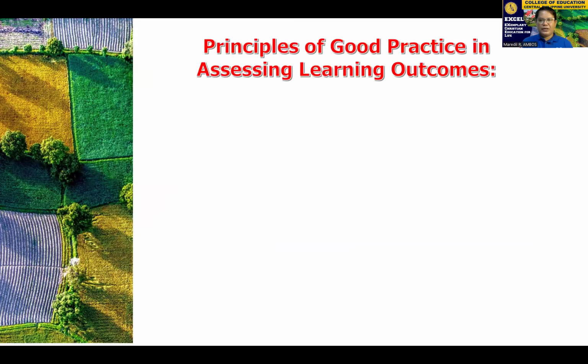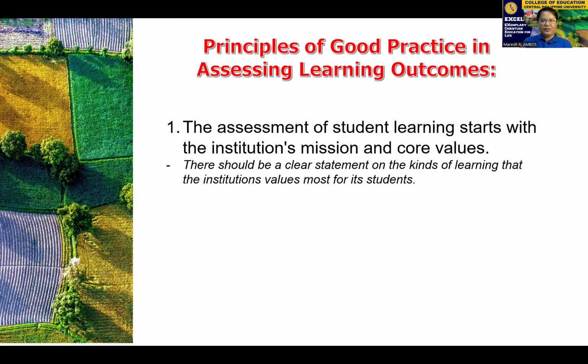We have, of course, the principles of good practice in assessing learning outcomes. The first is that the assessment of learning or student learning starts with the institution's vision and core values. So there should be a clear statement on the kinds of learning that the institution values most for its students.